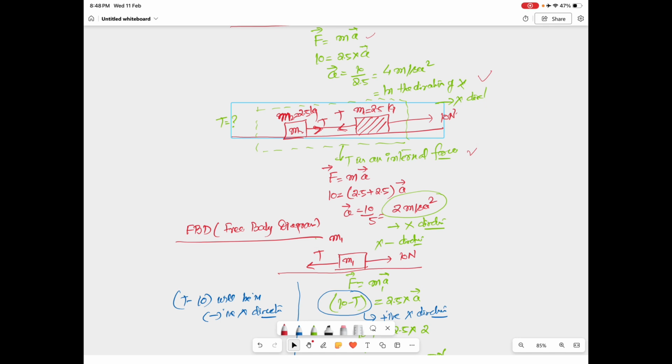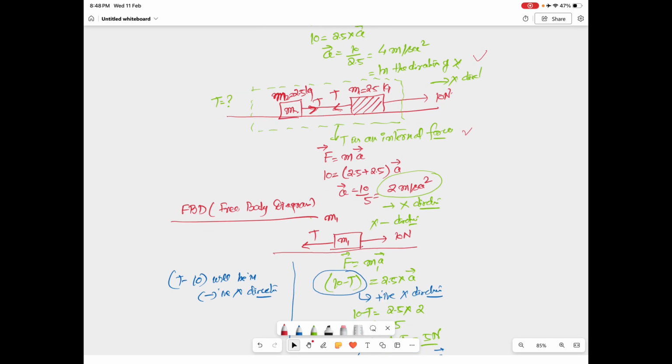Now I can draw the free body diagram, which I will continue to write in my videos as FBD. So FBD will always mean free body diagram. If I draw the free body diagram of M1, I am depicting all the forces applied on mass M1. I see there is a 10 Newton force applied in the positive x direction, and there is a tension T applied in the opposite direction.